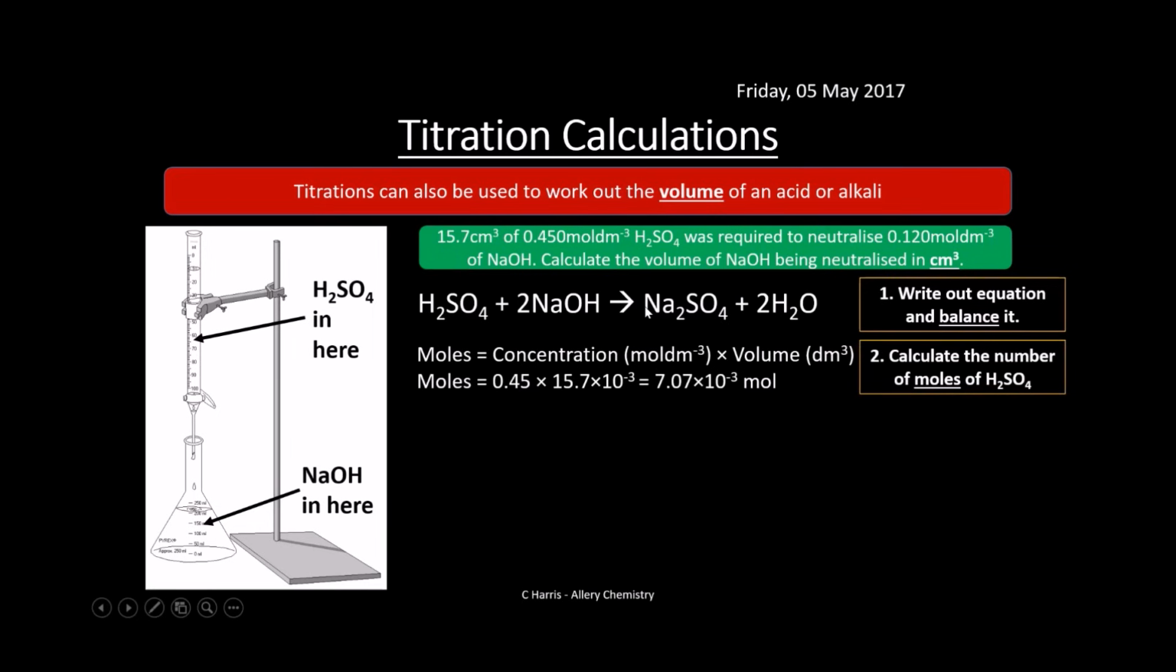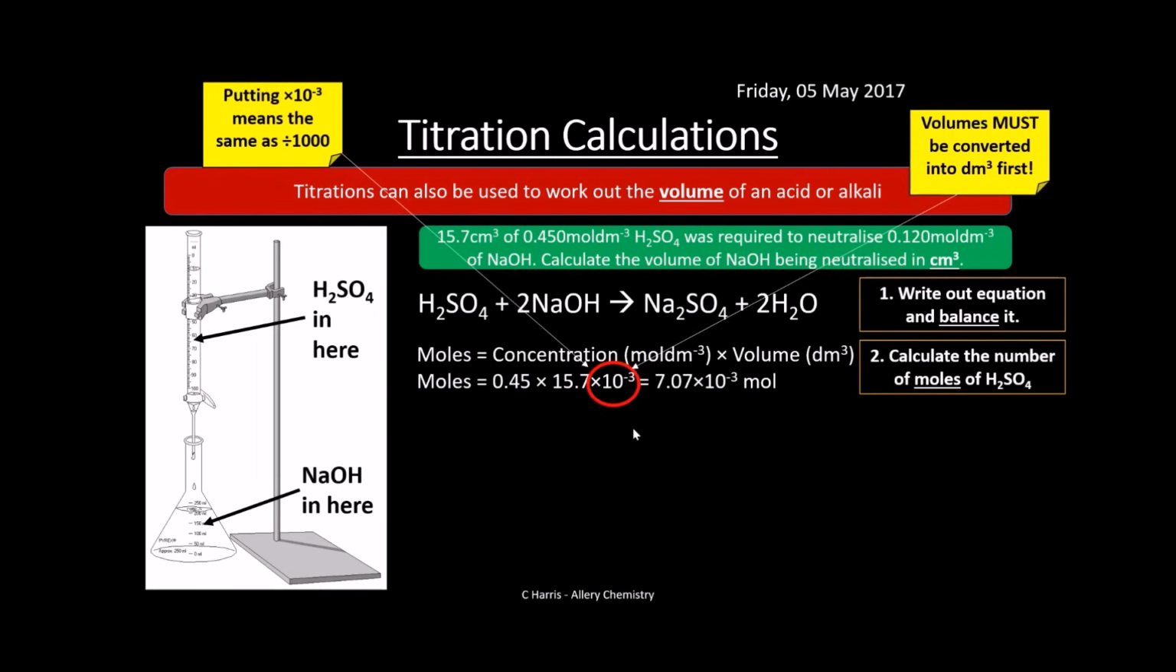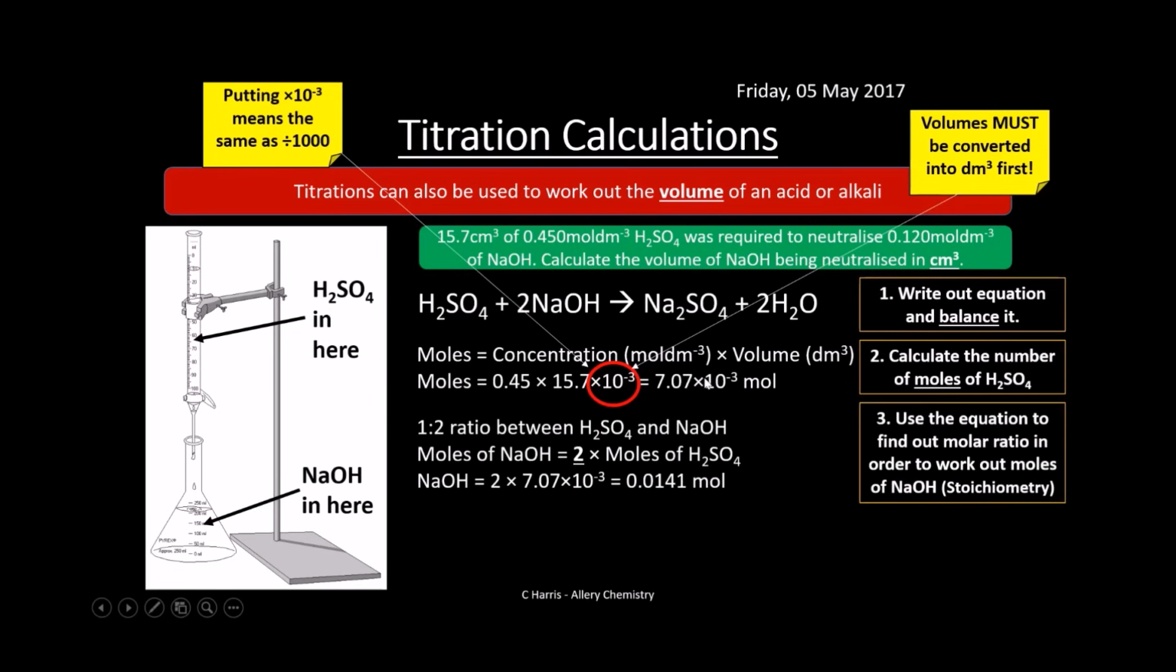Then we need to work out the moles, the moles of the stuff that we've got. Sulfuric acid this time. We've got a volume, we've got a concentration. So this is going to be concentration 0.45 times by the volume. Again, look at the times by 10 to the minus 3 bit. Means divided by 1,000 because we've got to convert to decimeters cubed. Gives us the number of moles, 7.07 times 10 to the minus 3.